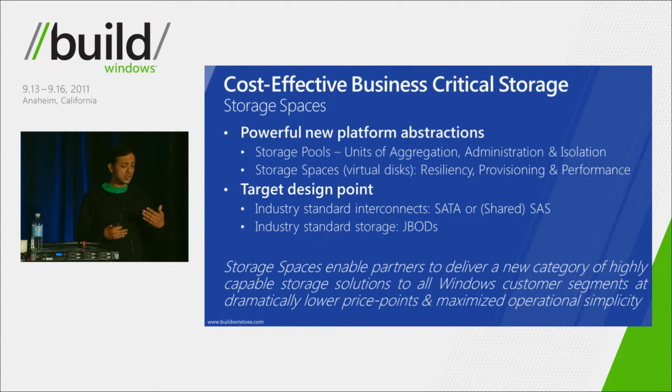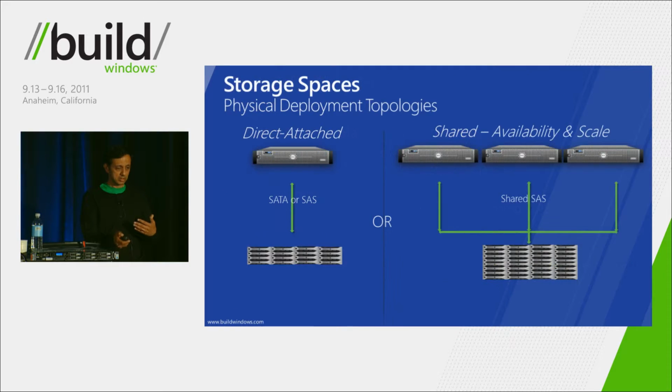And here is a canonical diagram. It's not an exact diagram, but it shows you that you can have a single machine connected directly via SATA or SAS to your set of disks, or you can take a set of disks and connect them to a number of machines. In that case, the pool is actually shared across all those machines. You, of course, need shared connectivity, and shared SAS is our recommended option there.